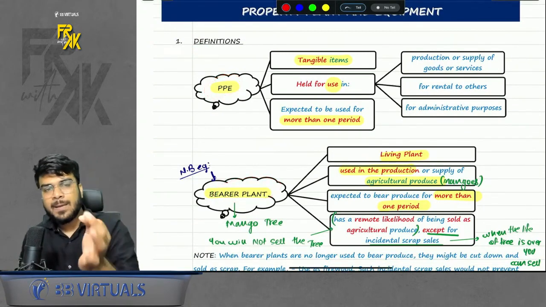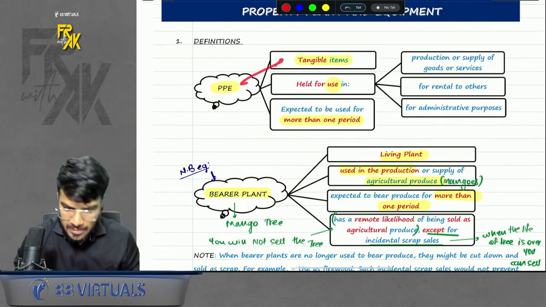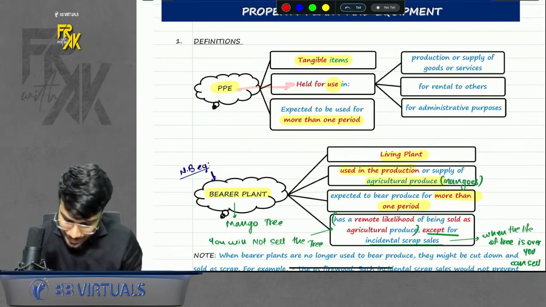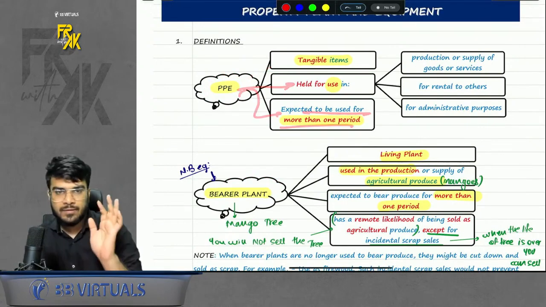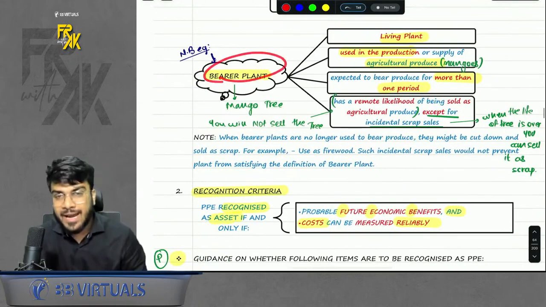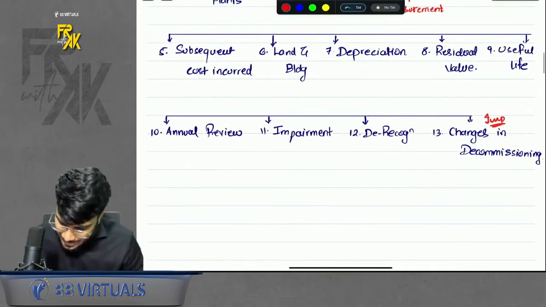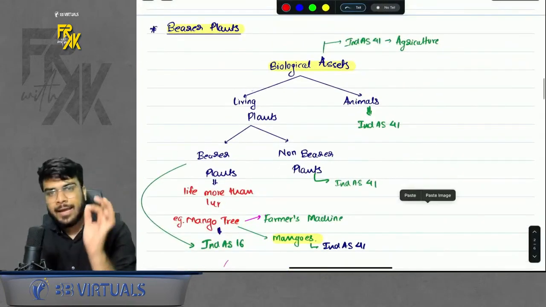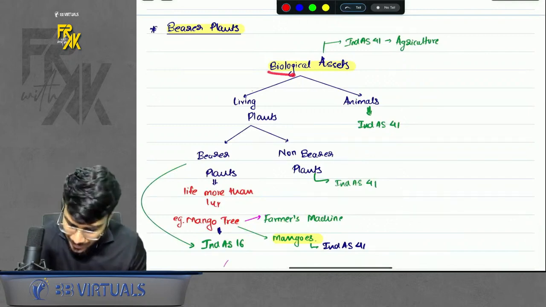So the definition of PPE consists of 3 elements. One, it should be tangible items. Second, it should be held for use. Third, it should be expected to be used for more than one period, right? Apart from this, we had a discussion of bearer plant. So now what is the meaning of bearer plant? So the element of bearer plant ideally came from the biological assets.